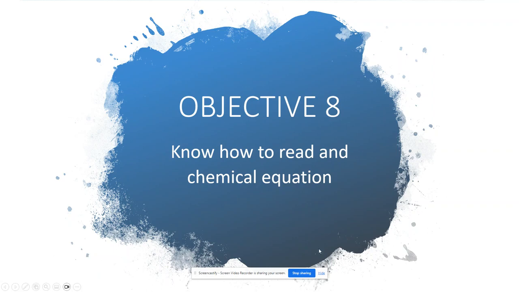Okay, so we're going to take a look at Objective 8 right now. We're still in Chapter 2. So this is Chapter 2, Objective 8, over how to read a chemical equation. And we're also going to look at enzymes as well.